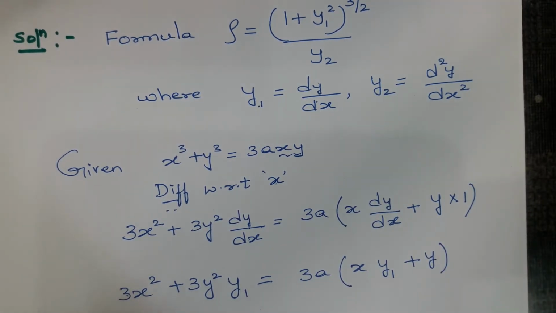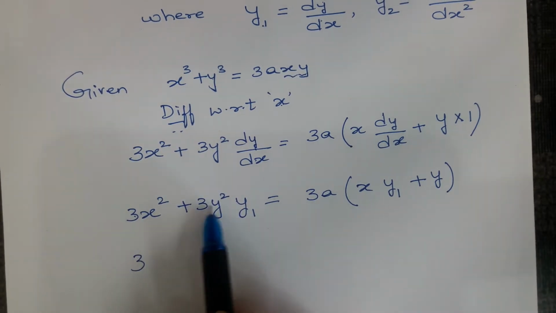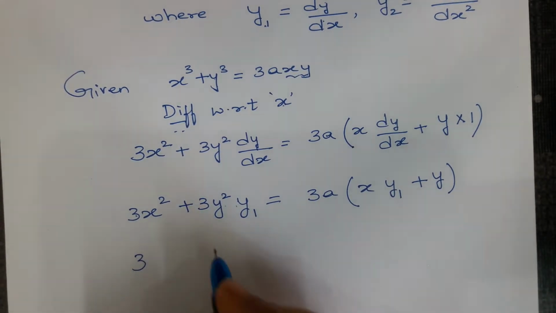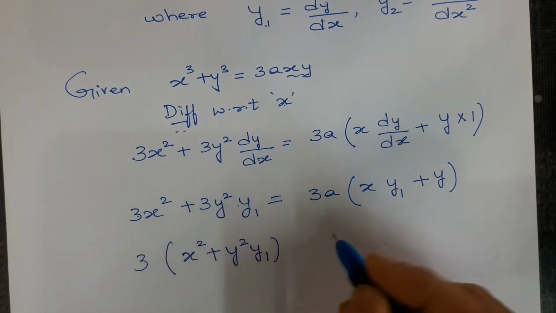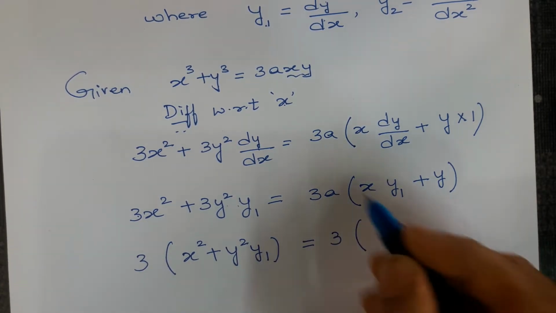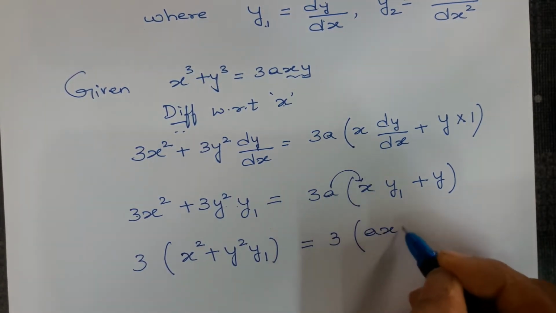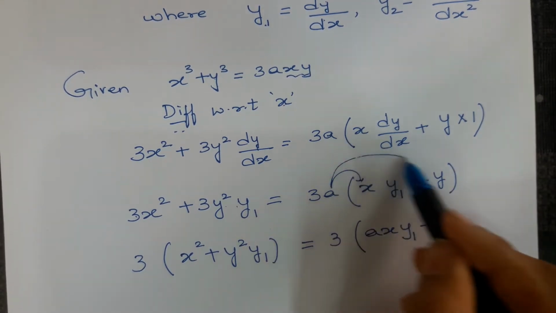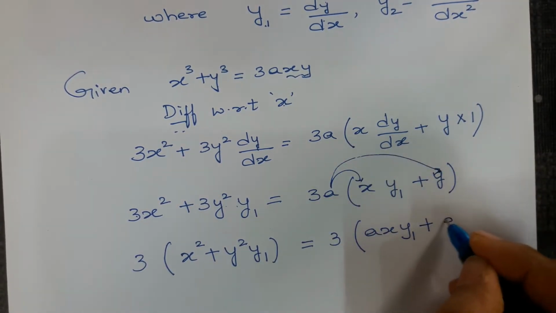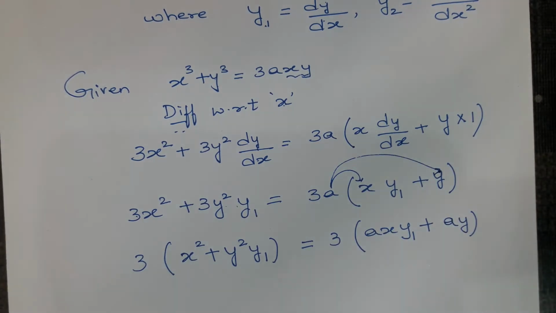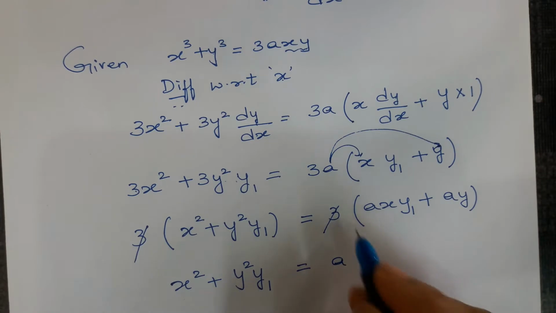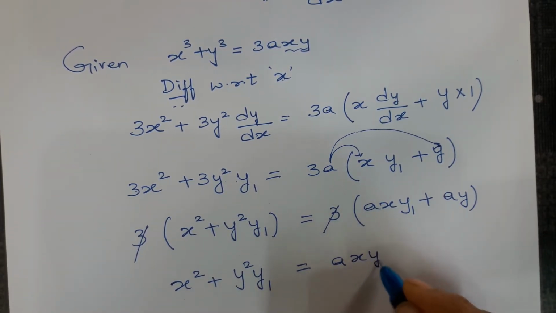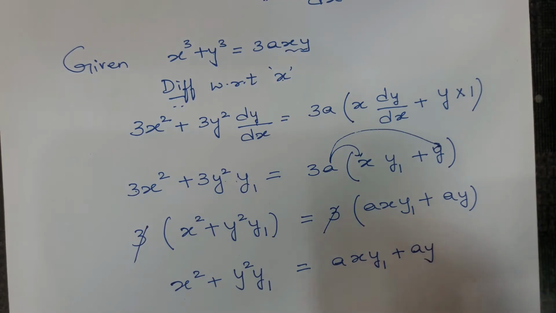Here 3 is the common factor from these two terms, so I will take 3 out as a common factor. (x square plus y square y1) is equal to 3 into a, I will get a x y1 plus, multiplying a with y, I will get ay. Now 3 and 3 cancel. So x square plus y square y1 is equal to a x y1 plus ay.